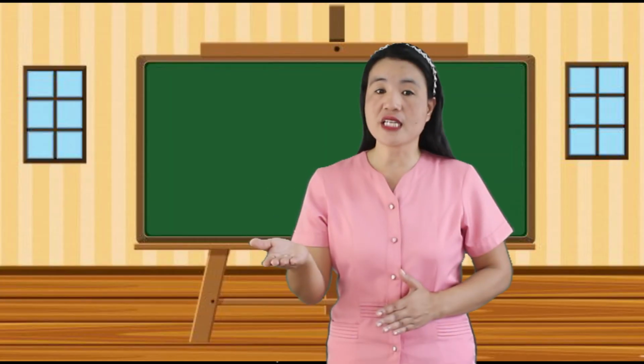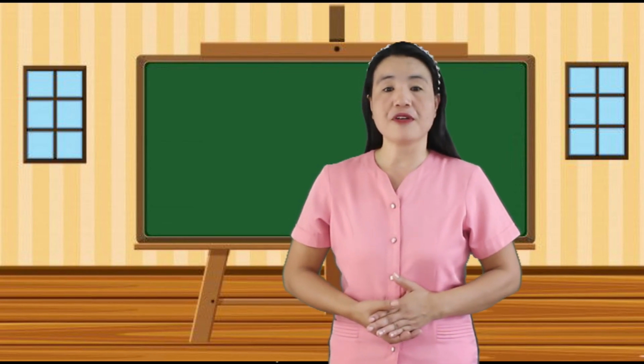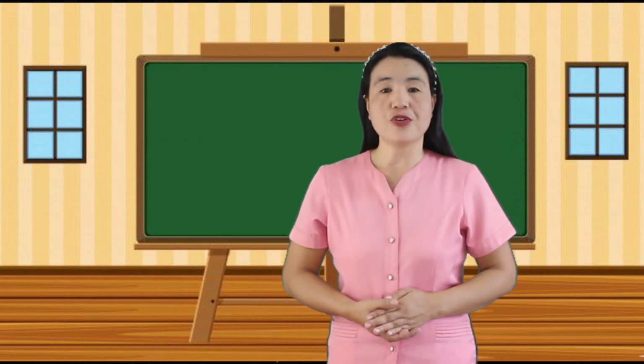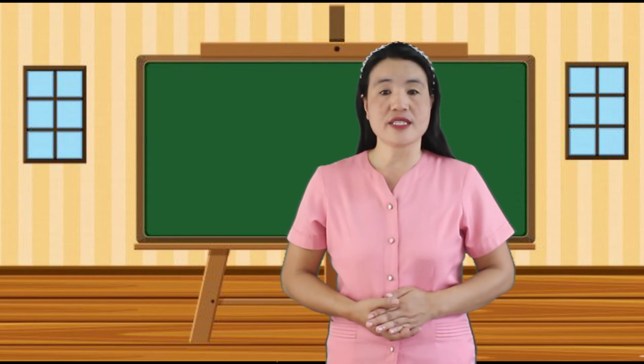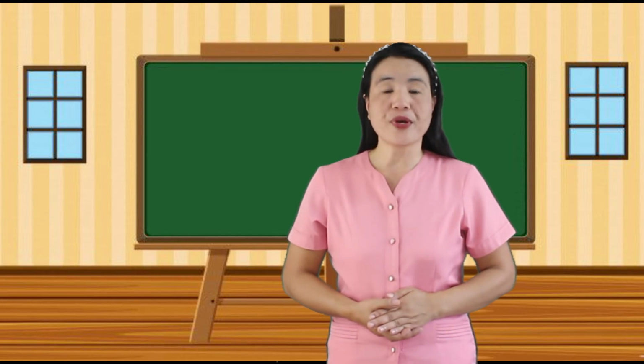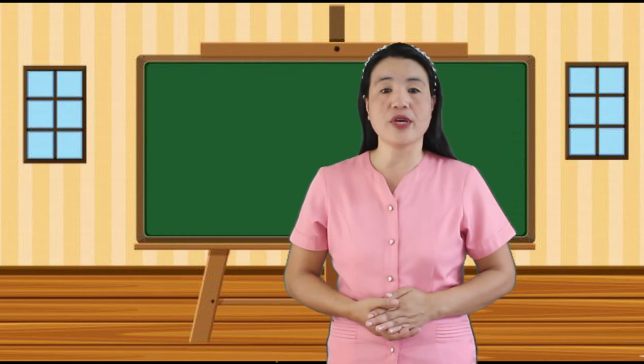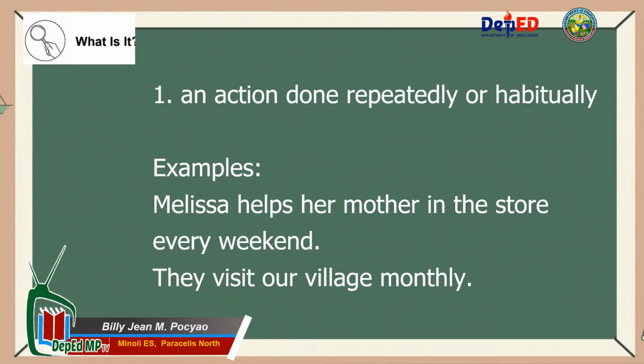Do you have the same experience with Melissa? From her autobiography, action words or verbs in present tense are used in each sentence. The simple present tense shows present time. It is used to express the following. Number 1. The simple present tense is used to express an action done repeatedly or habitually.